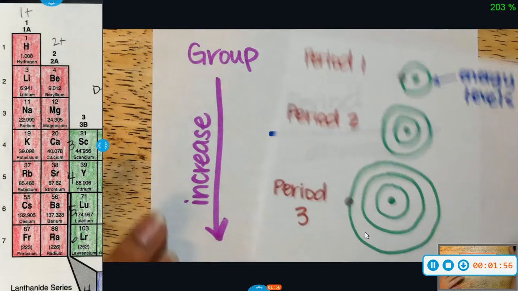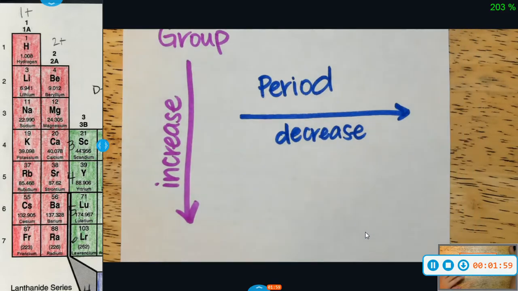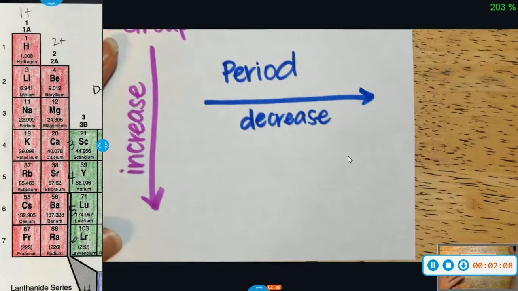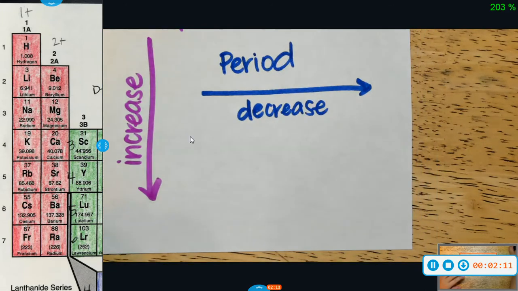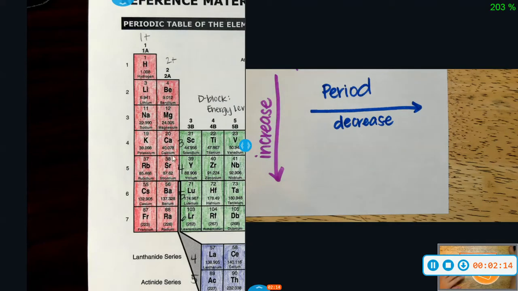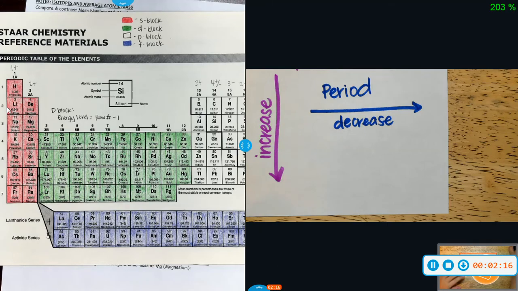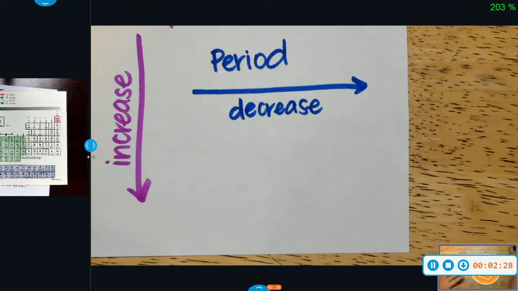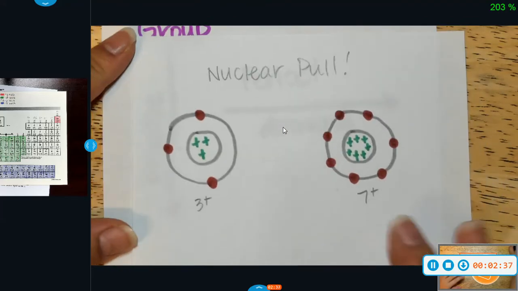Now for your period trend, as you go across the periodic table from left to right, the trend for your atomic radius is going to decrease. You would actually assume that as we move across the periodic table, because we're adding more protons and more electrons, the trend would increase. But our trend actually decreases, and the reason for that is nuclear pull.